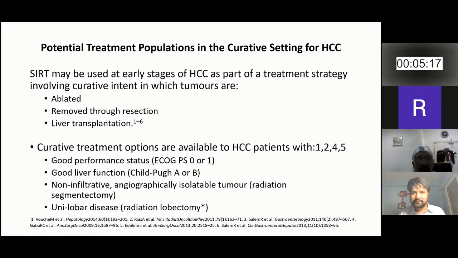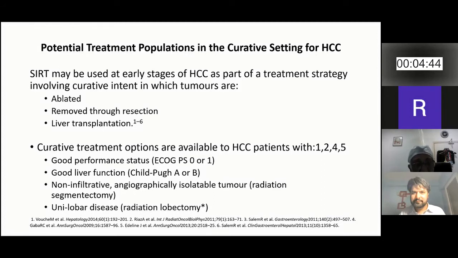Now, let us look at what type of patient population you can do this procedure in. When you're looking at a curative setting for HCC, you can do this therapy where you can add it to ablation, or you can bridge it for a resection or a liver transplant also. So you can use a TARE procedure for either of these. When you want to plan a curative therapy, as I said, a radiation segmentectomy or a unilobar radiation lobectomy, I will show you a case of that.